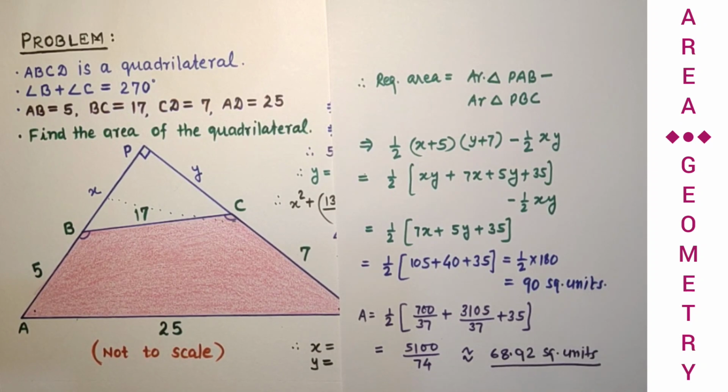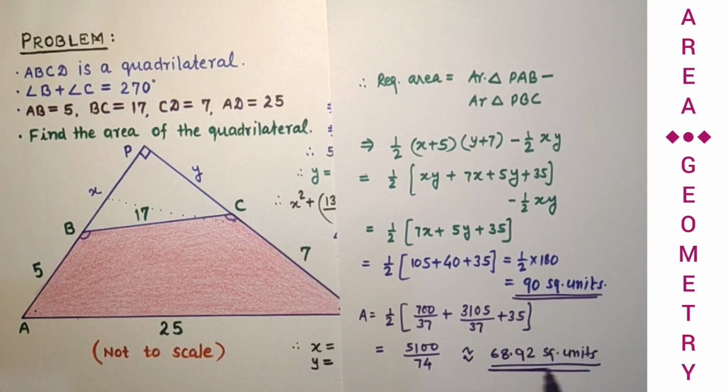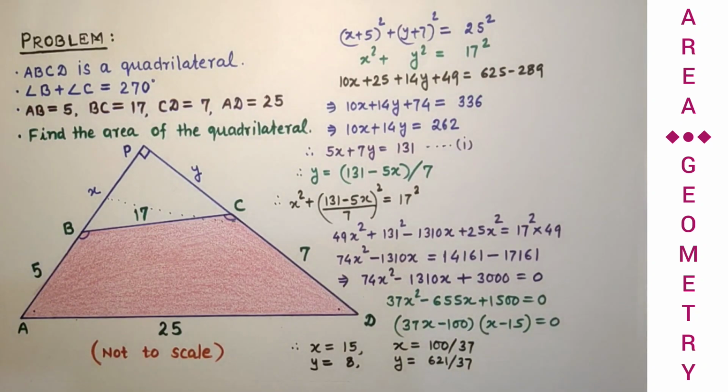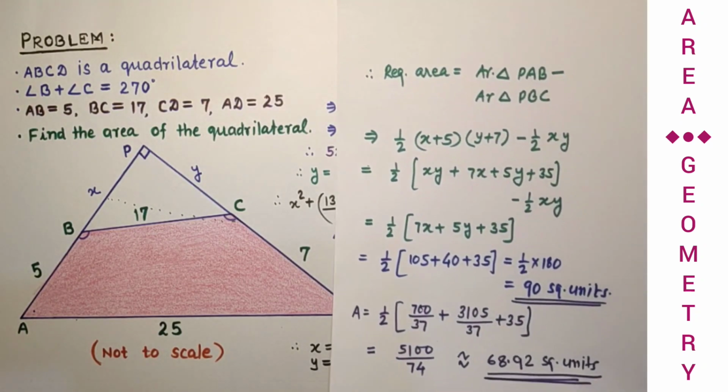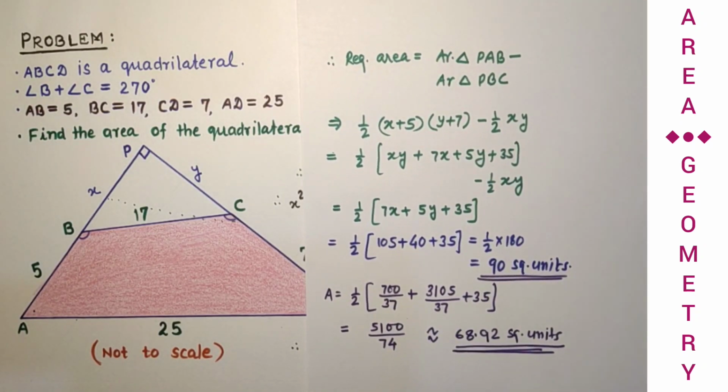So there are two answers, 90 square units and 68.92 square units. And this is the answer.